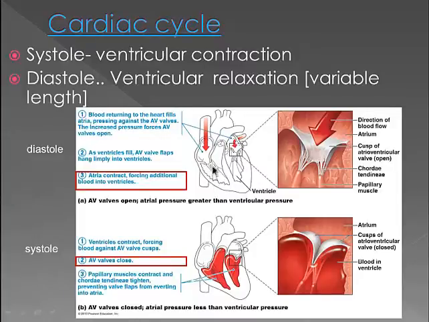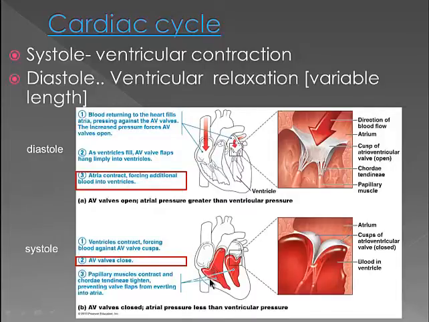At the end of this portion, when the atria, by gravity, have pushed most of the blood into the ventricles, the atria contract. Only about 25% of the blood going into the ventricles from the atria is by atrial contraction. Most of it is by gravity. So towards the end, the atria contract and push the remaining blood into the ventricles.